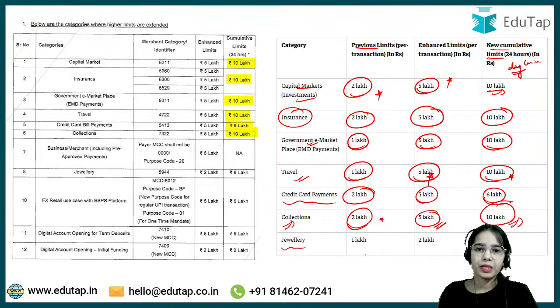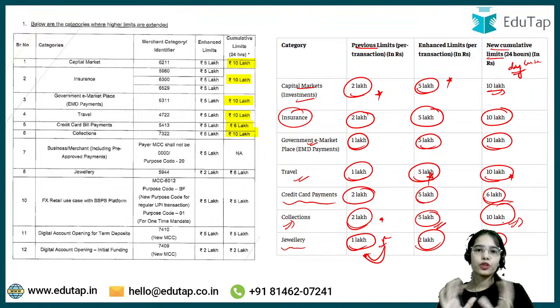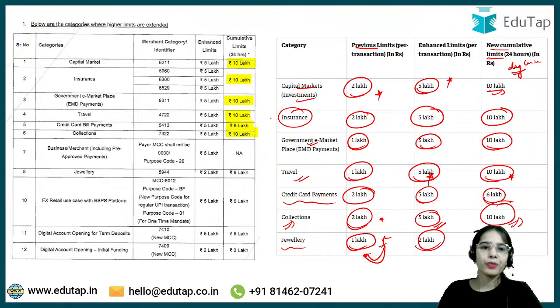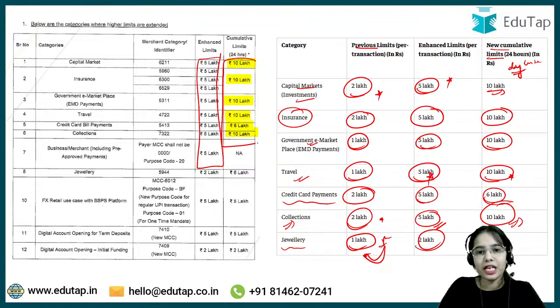For jewelry payments and such, through the jewelers to those merchants, the per transaction limit was 1 lakh. That has been enhanced to 2 lakh per transaction, and 6 lakh is the cumulative day wise limit. So basically you can see that these are the enhanced limits, and the day wise limits have also been notified, as you can see here.